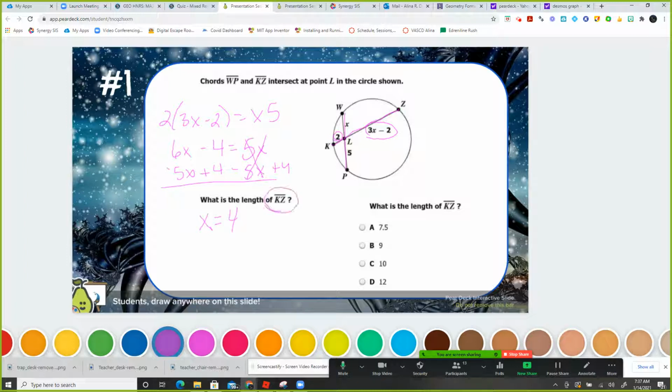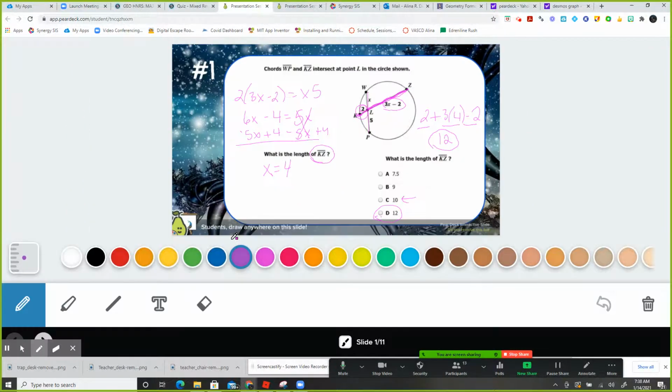Now I want the whole length from K to Z. So I need 2 plus 3 times 4 minus 2. 2 plus 12 minus 2 is going to be 12. The most popular wrong answer is 10 because you just substituted into this part and forgot about that little piece between K and L. So you want to definitely be sure that you're finding the right question, right?